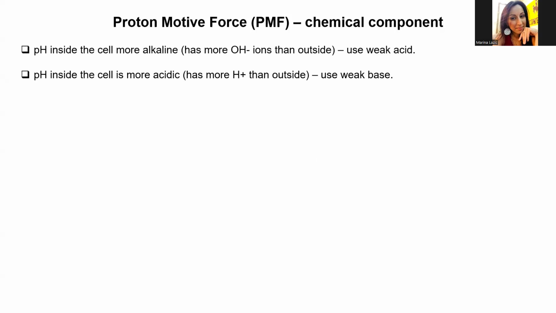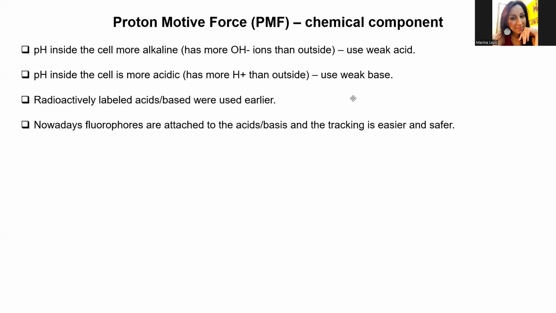And depending on the pH inside of the cell, if the pH inside of the cell is more alkaline, that means it has more OH- ions than outside. If that's the case, if it's more alkaline, then you will use a weak acid that has H+ ion, because you want to make sure that ions are diffusing across the membrane. If the pH inside of the cell is more acidic, that means it has more H+ ions than outside, then you will use a weak base to measure the chemical component of proton motive force.